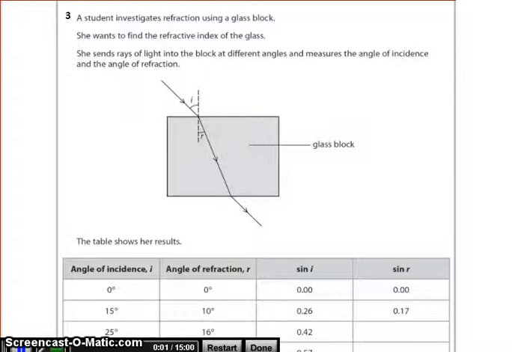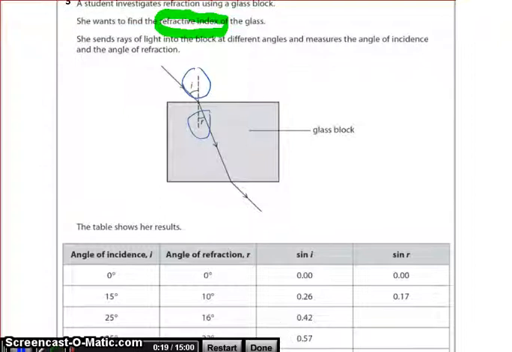Okay, question 3 is all about refraction and refractive index. So a student is using a glass block and she wants to find the refractive index of the glass block. She sends light in at different angles, so we've got the angle of incidence here, and measures the angle of incidence and then the angle of refraction here as well.